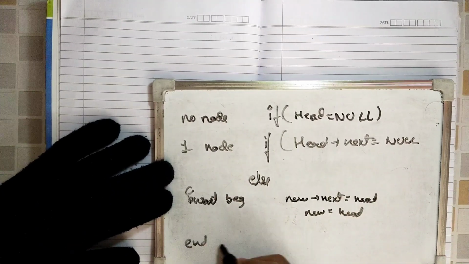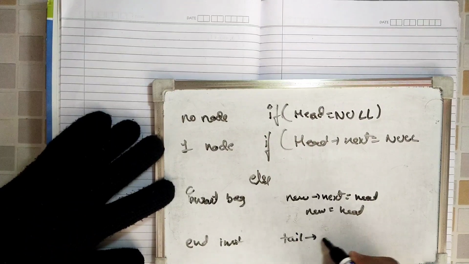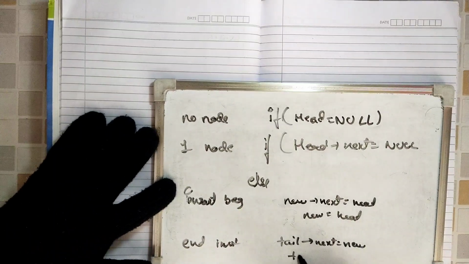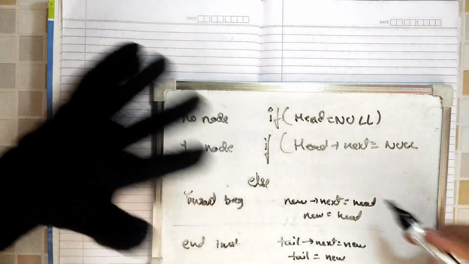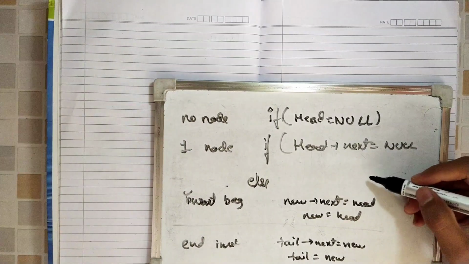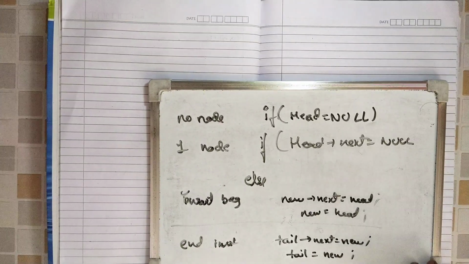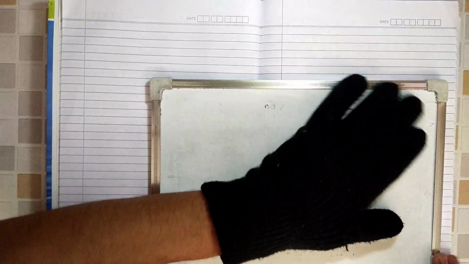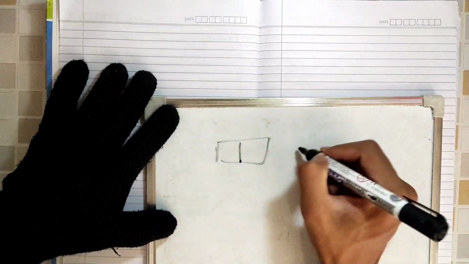Now end insertion, how it will be: tail of next equals to new, then tail equals to new. This much you have to remember. Everything else is the same. If it is the insert at beginning function, you will write only this part of code. If it is the insert at end function, you will write this instead of this. So this is what it is about your linked list insertion. Now deletion. Suppose there are nodes like this.